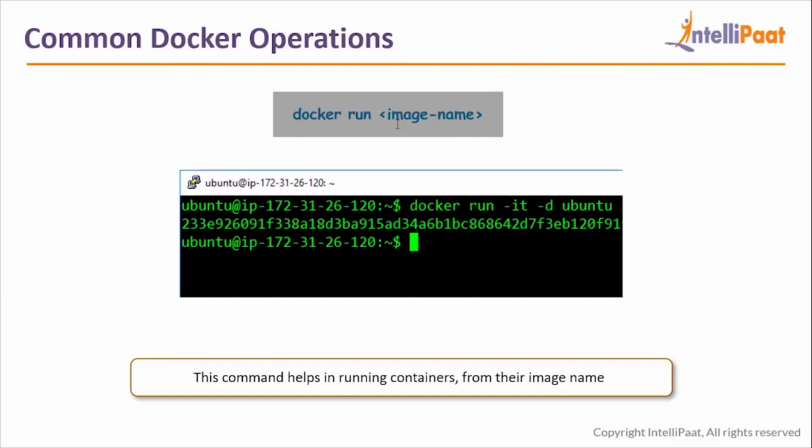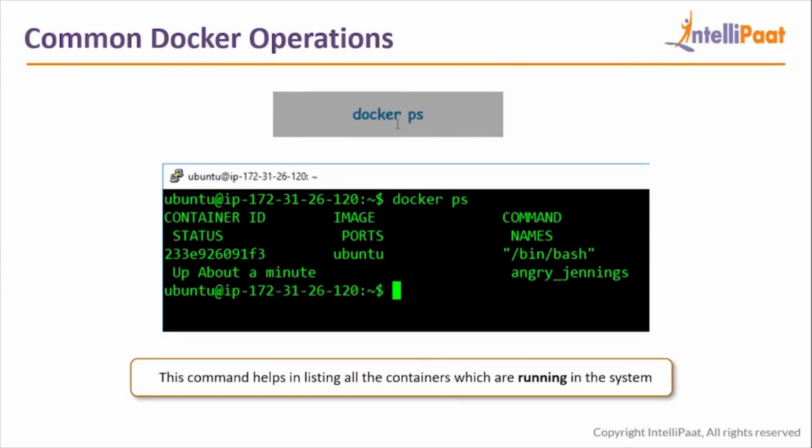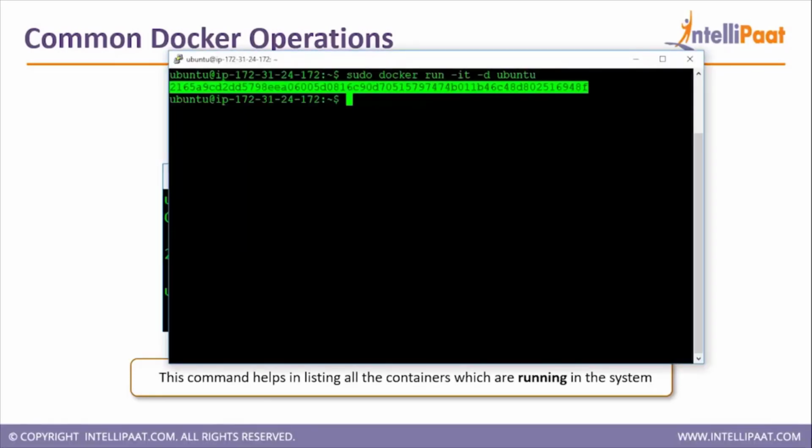And then to view all the running containers, all you have to do is pass the command docker ps, and that would list down all the containers which are currently running in your system. So let us do that as well. Let me just clear the screen.